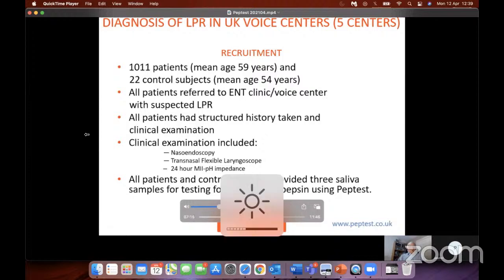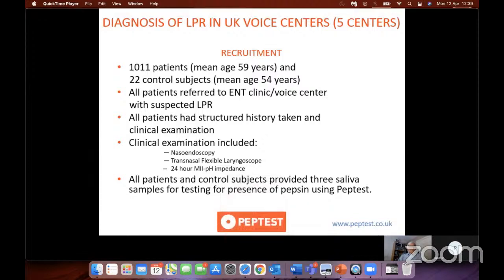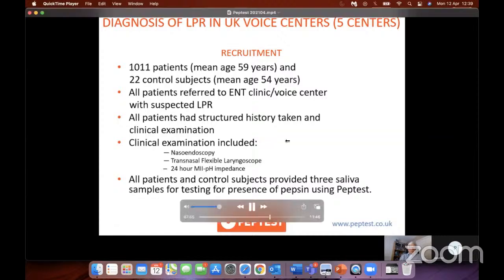I've got a couple of slides on the validation study, which was done in the UK in five voice centres in over 1,000 LPR patients. All these patients were referred from the ENT Clinical Voice Centre with suspected LPR. All patients obviously had a structured history taken and a clinical examination. And all the patients and the control group provided 3 saliva samples for this test, and then the presence of pepsin was tested using the PEP test device.